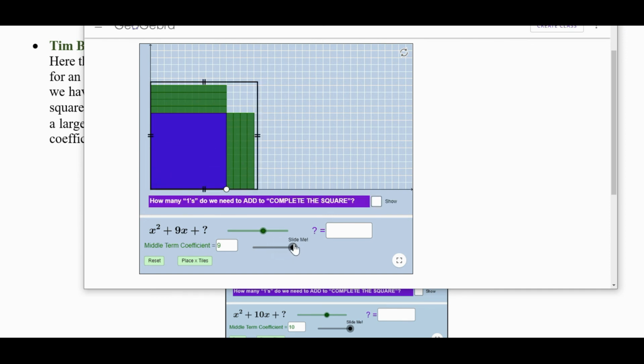So how big is this square right here? Well, it's however long this is by however long this is. It's the same length both ways. So that's 4.5 times 4.5. So what you're going to do is take half of this coefficient, put half here and half here. You're going to square it to find what you need to complete the square. So that's 9/2 squared, which would be 81/4.